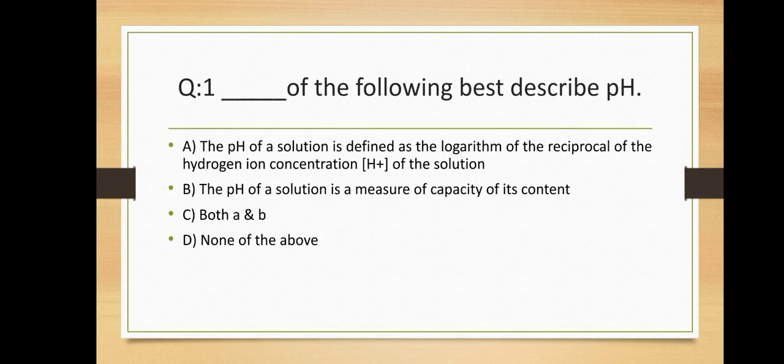See, what is the question? Which of the following best describes the pH? So the correct answer of this question is option A. The pH of a solution is defined as the logarithm of the reciprocal of the hydrogen ion concentration. The pH of an aqueous solution is the measure of how acidic or basic it is. The pH of an aqueous solution can be determined and calculated by using the concentration of hydronium ion in the solution. So the correct answer of this question is option A.